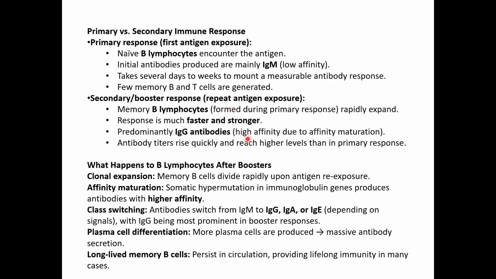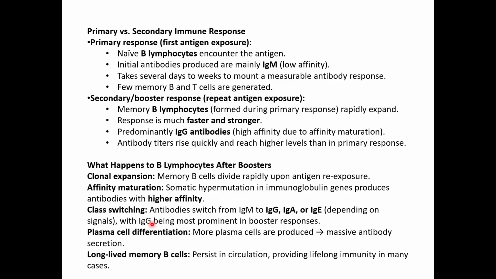And this time, predominantly IgG antibodies are produced. These have high affinity due to the affinity maturation. Then antibody titers quickly rise and reach higher levels than the primary response. So, what happens to B lymphocytes after a booster dose? They undergo clonal expansion, that is, memory B cells divide rapidly upon re-exposure to antigens, and then affinity maturation happens, that is, somatic hypermutation in the immunoglobulin genes produces high affinity antibodies, and then class switching occurs from IgM to IgG, IgA, or IgE depending on the type of signal that is stimulated.